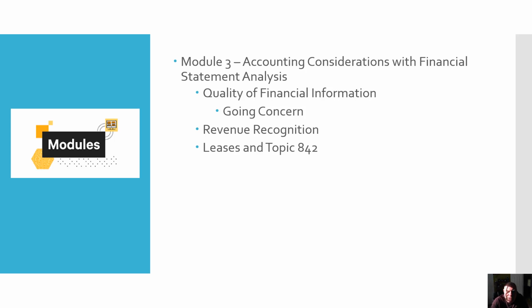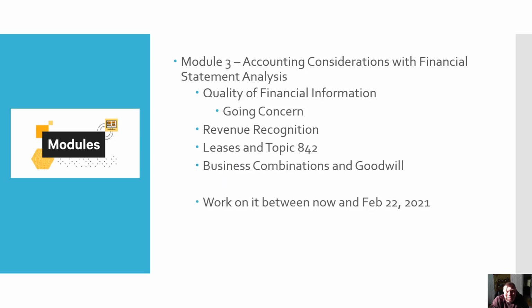The last one is business combinations and goodwill. All of these are important to understand because they have material effects on the financial statements. We again need to relate them back to strategy. You should be working on these between now and February 22nd.